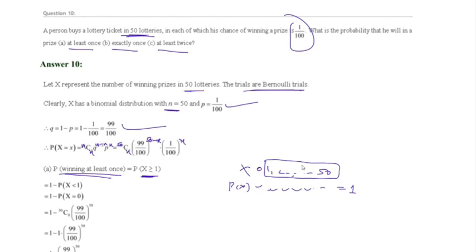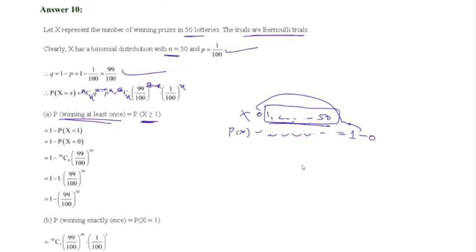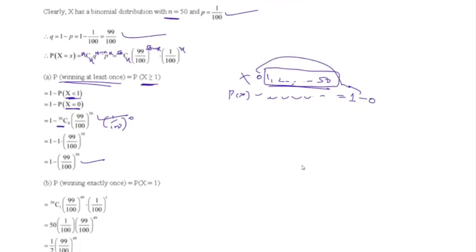So simply what we can do here, instead of finding all these values, we can subtract from 1 this 0 value, then we will get directly the value of 1 to 50. So let's check here. So 1 minus P of X less than 1 means X is 0. So 1 minus 50C0, there is no success, 99 by 100 to the power 50, it is 1 upon 100 to the power 0, right? So 1 minus 50C0 is 1, 99 by 100 to the power 50. So 1 minus 99 by 100 to the power of 50 is the solution.